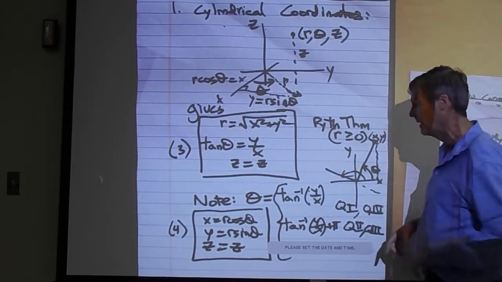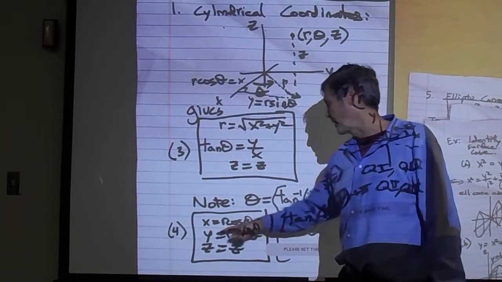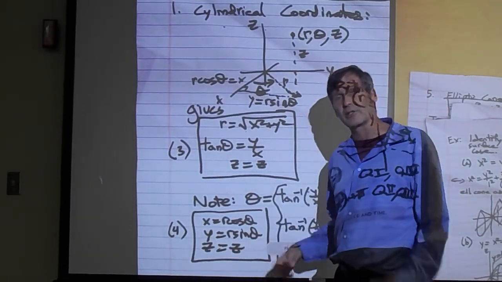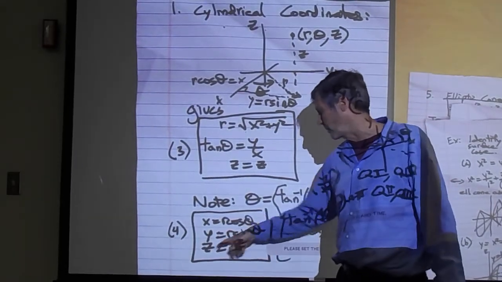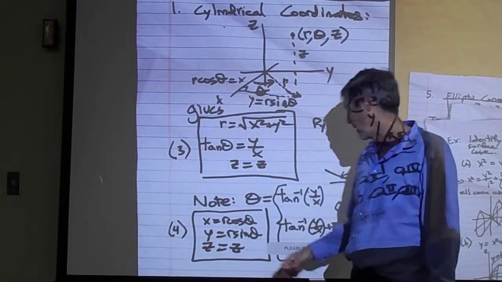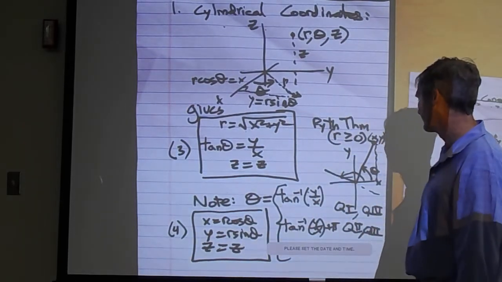It's just trigonometry. But that means that x is r cosine theta, y is r sine theta, and z is z, just like polar coordinates. We're just adding z, the same number as in rectangular coordinates.